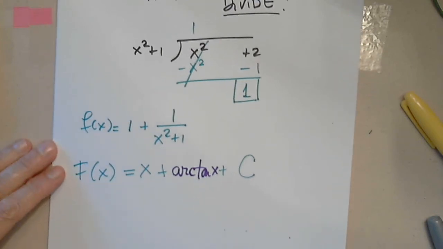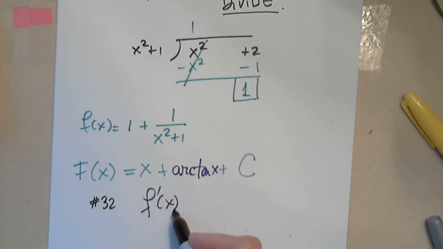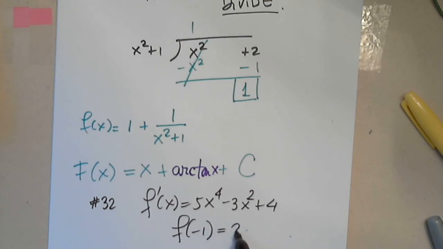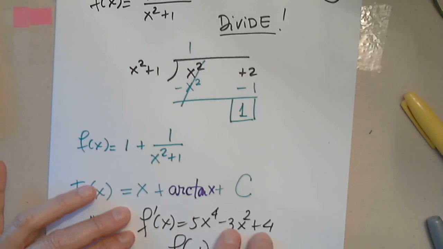Let's start with 32, and please choose the next one if you'd like. So this is the second situation. In 32, we are given f prime. We are told that it is 5x to the fourth minus 3x squared plus 4. And we are given a condition. This time we are no longer asked to find the most general antiderivative. We're asked to find the specific antiderivative, whose derivative is this, but also fulfills this condition.